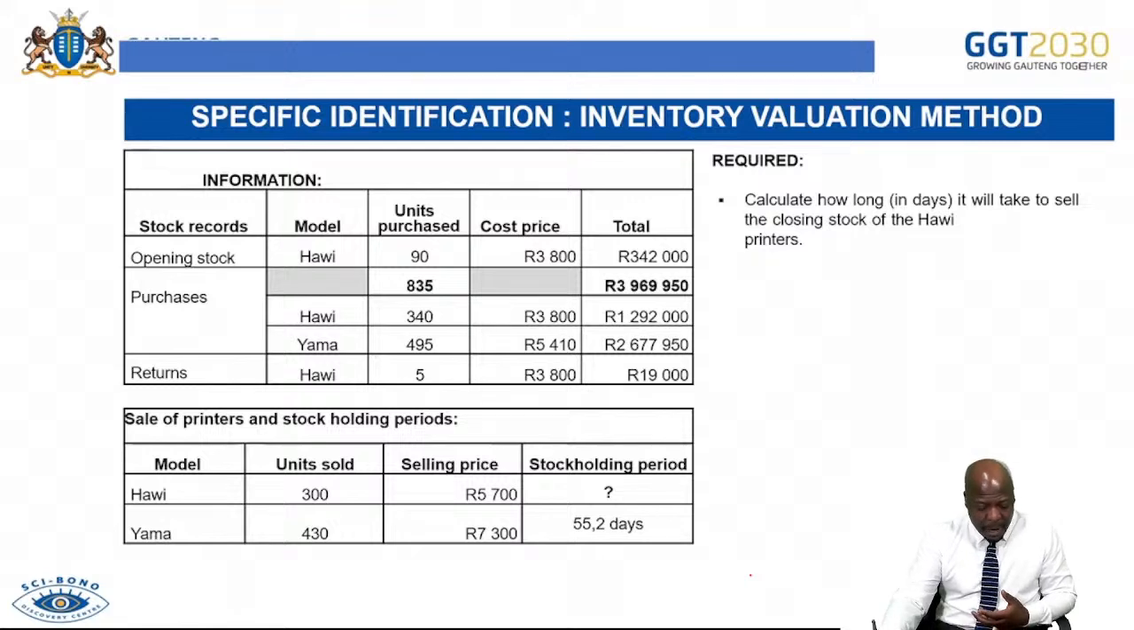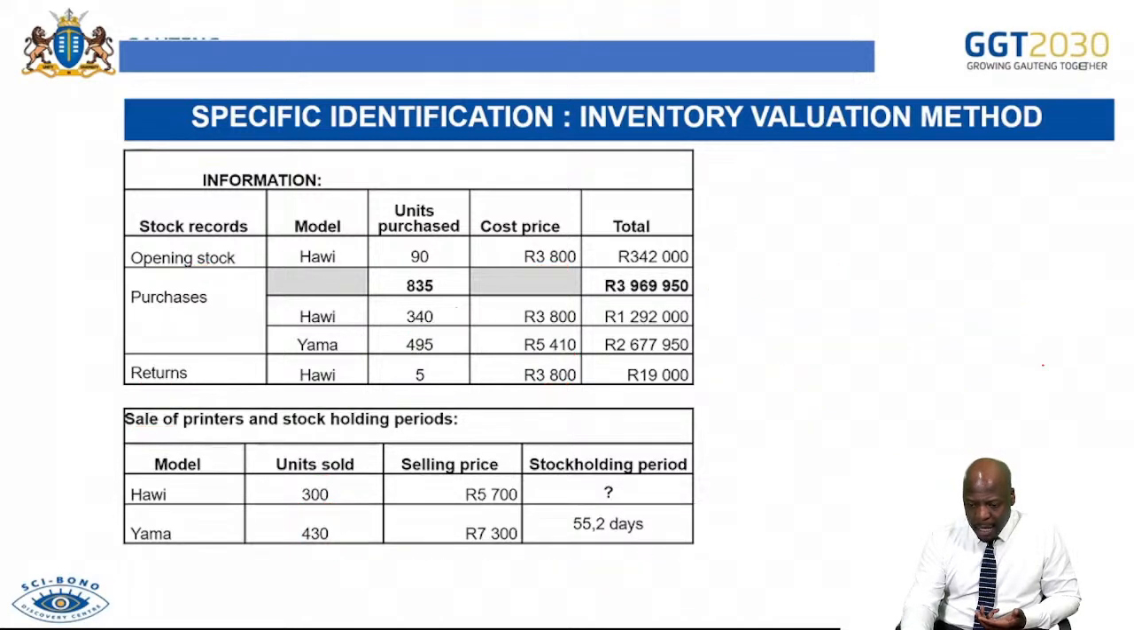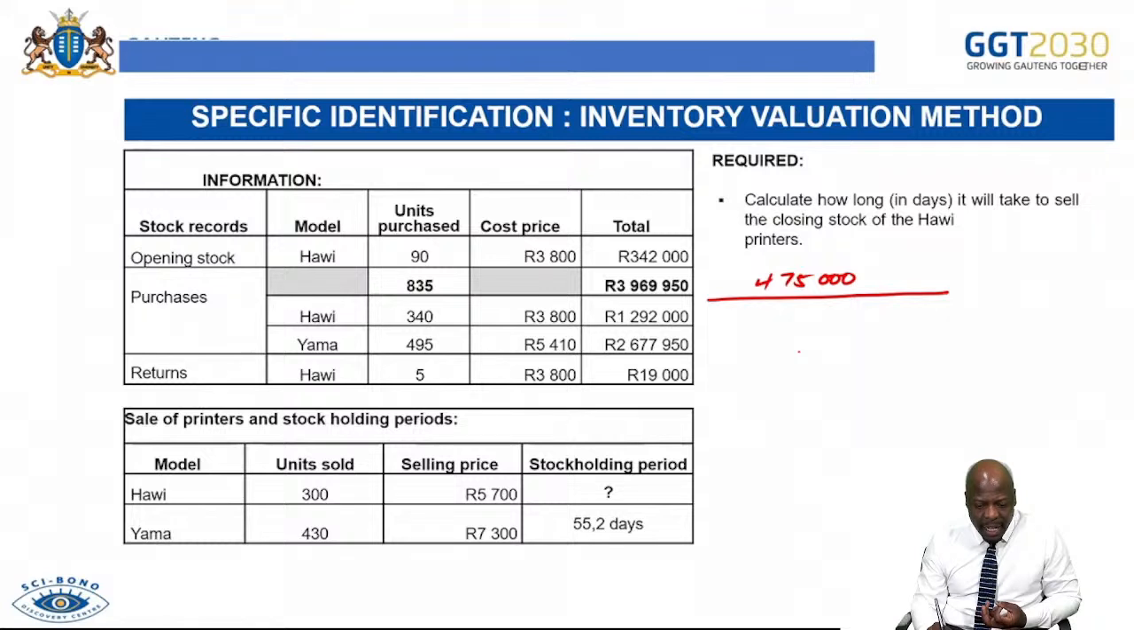So in other words, I can come here and I can say my closing stock, remember I calculated it. How much was it for the Howie? 475,000. So I can come here and I say 475,000. Then I divide it now by my cost of sales.